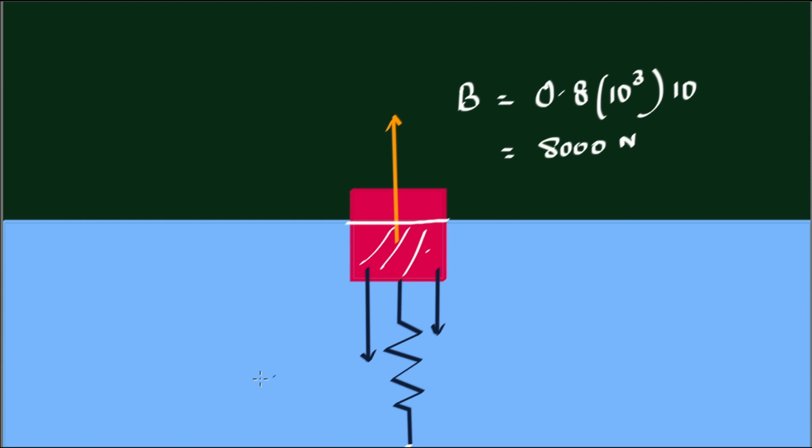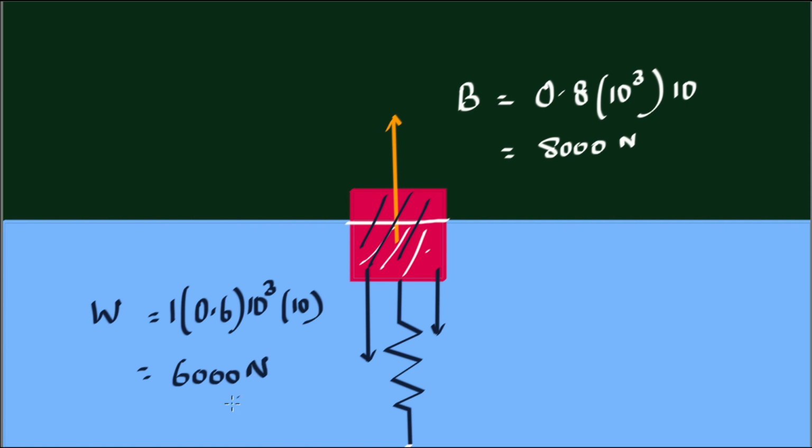Now we have the weight. For the weight, I have to use the total volume of the block, 1 cubic meter, multiplied by the density of the block, 0.6 times the density of water. That gives me the mass of the block, multiplied by g gives me the weight of the block, and that's equal to 6000 newtons. And lastly, we have the force exerted by the spring, which is the spring constant, 800 newtons per meter, multiplied by the amount by which it is stretched, x meters.